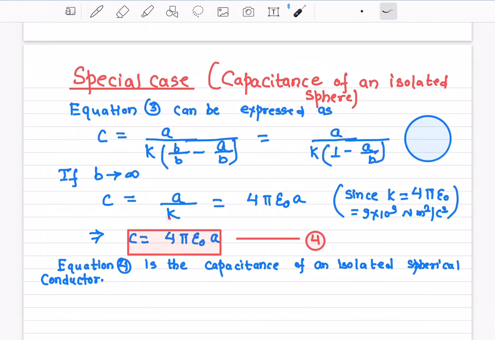And as you know, K is equal to 1 divided by 4 pi epsilon naught. I think I forgot to put 1 over 4 pi epsilon naught. So this is the capacitance of an isolated sphere.